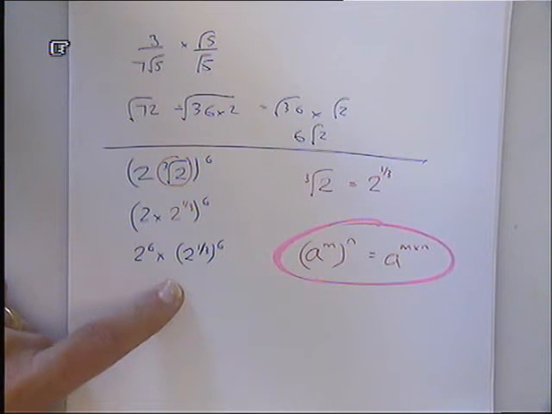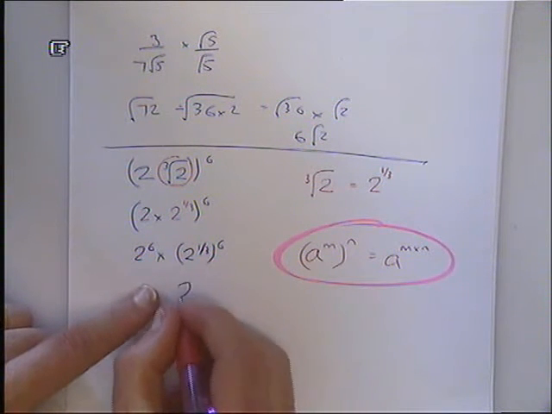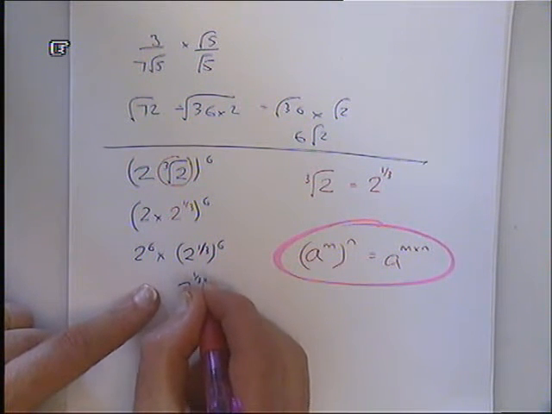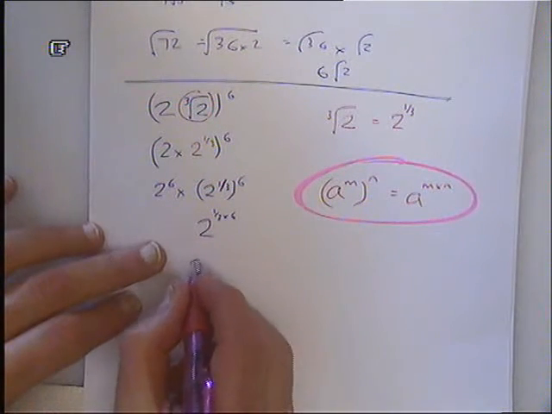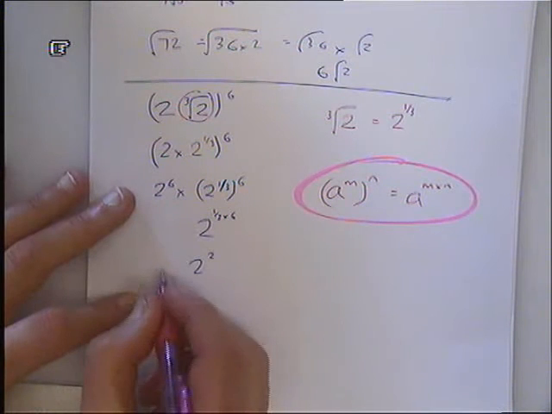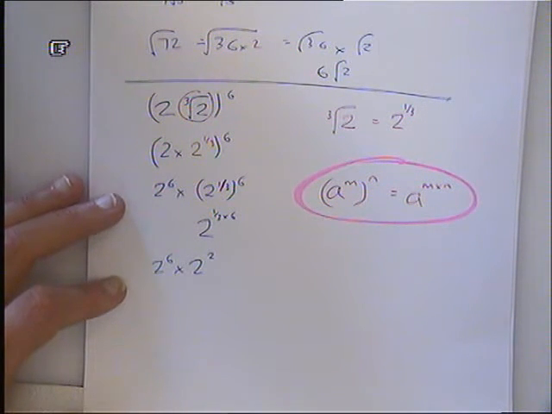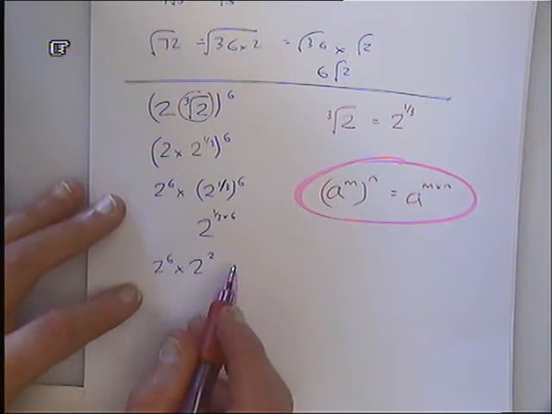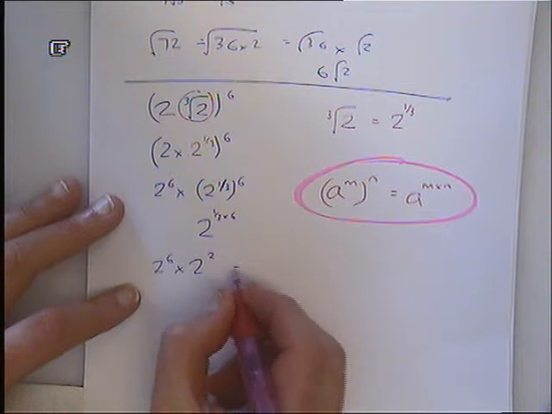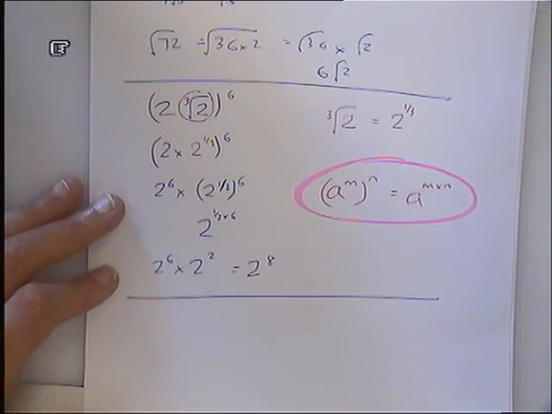So 2 to the power of a third to the power of 6 is the same as 2 to the power of a third times by 6. And what's a third times by 6? 2. So that's 2 to the power 2. Over here I've got 2 to the power 6. I'm timesing them together. If you're timesing and the base numbers are the same, what do you do with the indices? Add them. So that would be 2 to the power of 8. Okay.